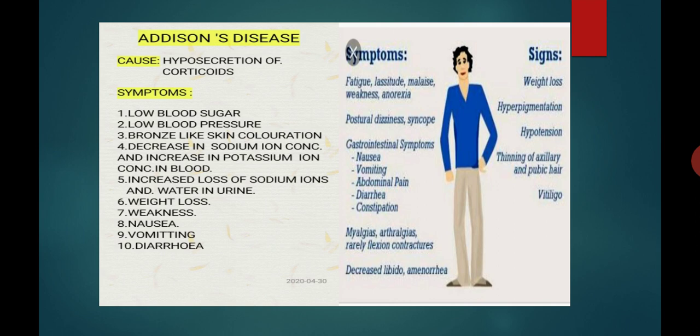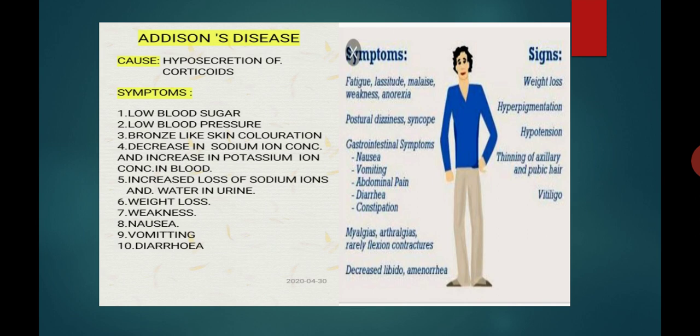The symptoms of Addison's disease are as follows. Number one, they have low blood sugar. Number two, they face the problem of low blood pressure. Number three, students, the major symptom of Addison's disease is bronze-like skin coloration. Bronze-like skin coloration is a major symptom of Addison's disease.